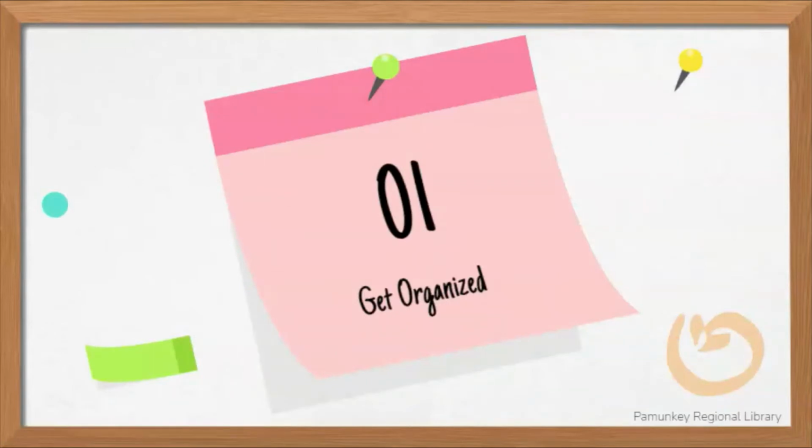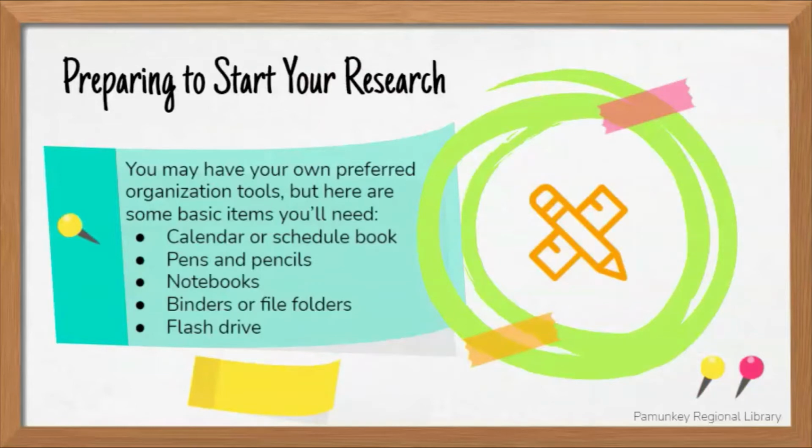All right, so now we're going to get organized. Preparing to start your research, you may have your own preferred organization tools. You may already have books, notebooks that you like. But if not, these are the very basic items you will need to stay on top of everything. So you're going to need a calendar or a schedule book. You're going to need pens and pencils, or highlighters if you're someone who likes to highlight, sticky notes, basic supplies, notebooks, binders or file folders, and then finally a flash drive.